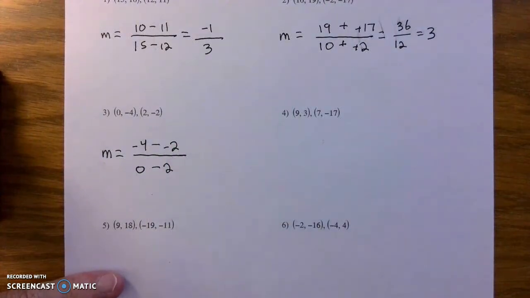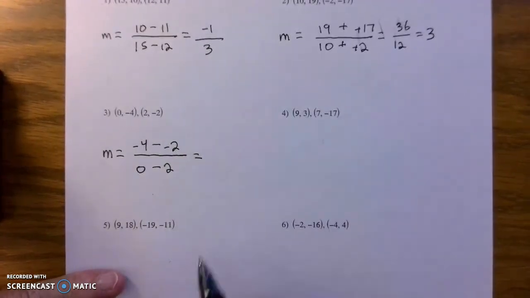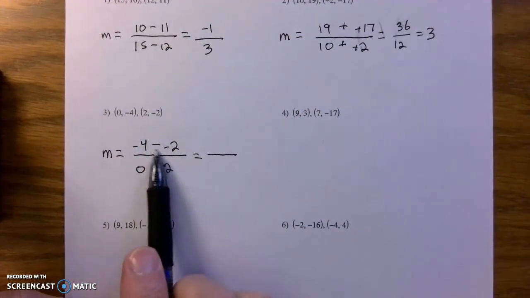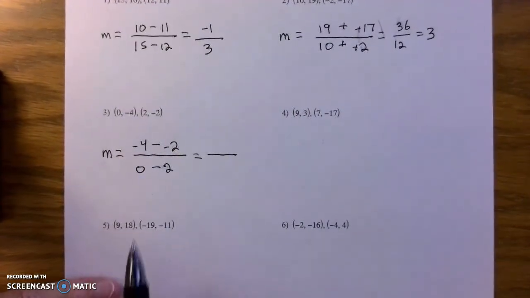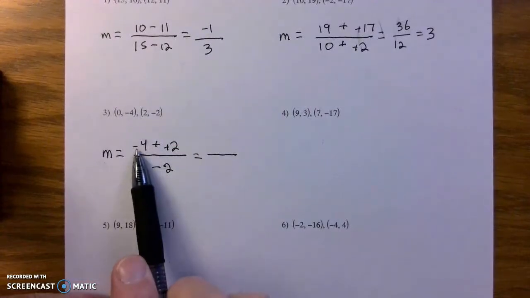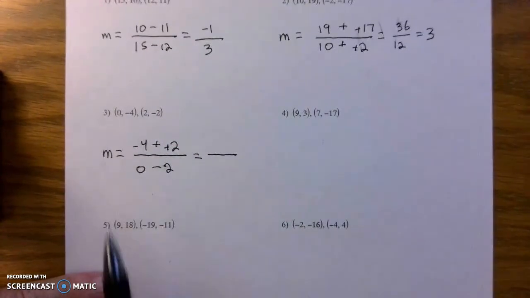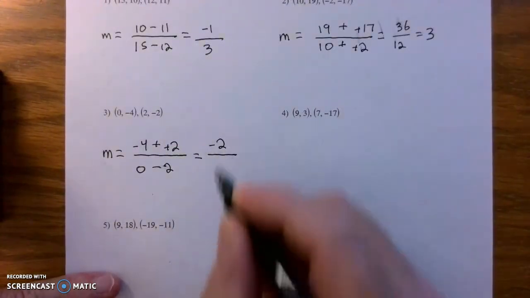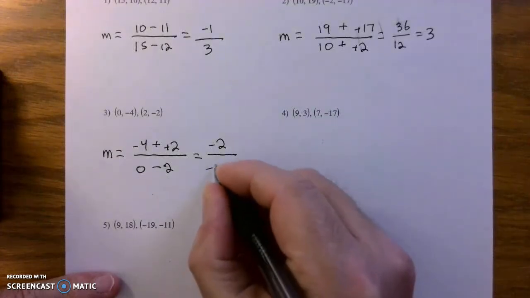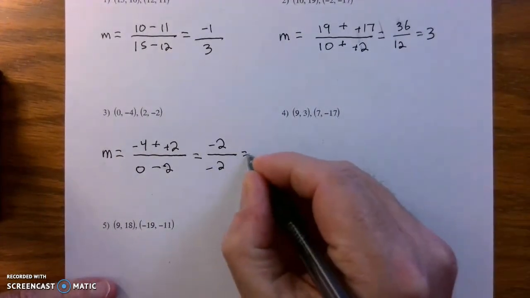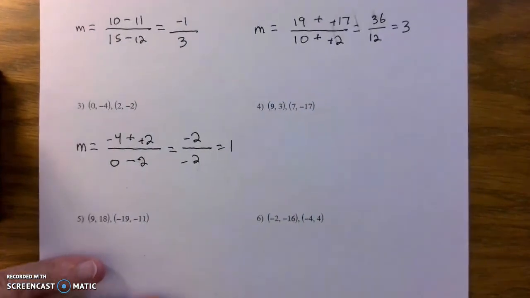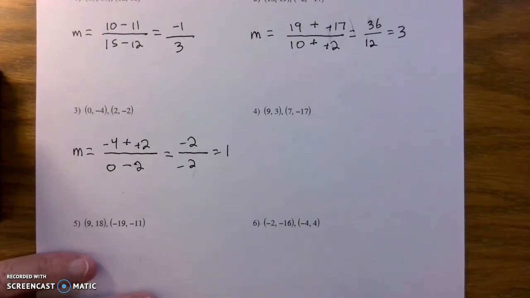2, -2. Remember, when you see negative, negative like that, make them positive. This is -4 plus 2. That's -2. 0 minus 2, that's also -2. -2 over -2, that's 1, okay? All right, let's keep going.